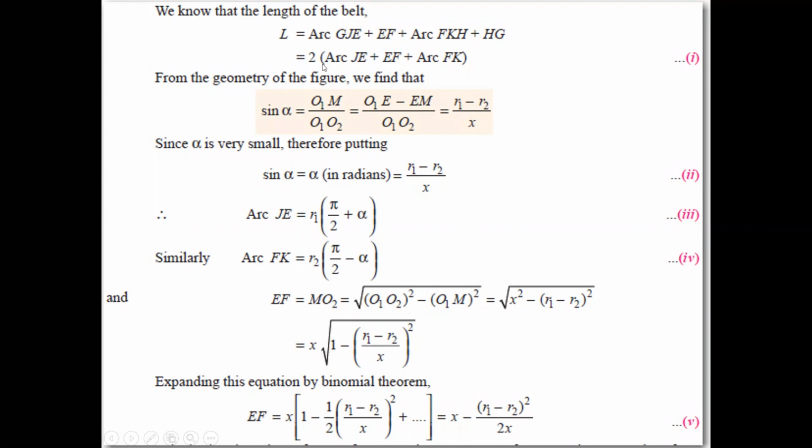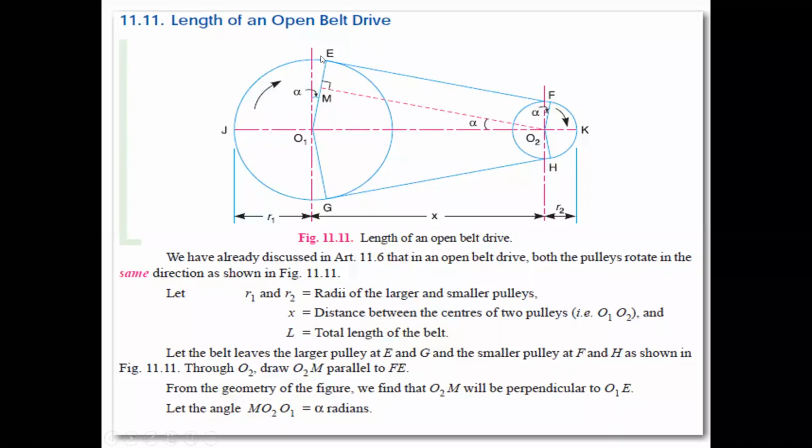And now let us find the arc JE. Arc JE equals R1 into pi by 2 plus alpha. Why? When we find the arc JE, it is the r theta portion. When we find the arc length, we simply take the formula r into theta.